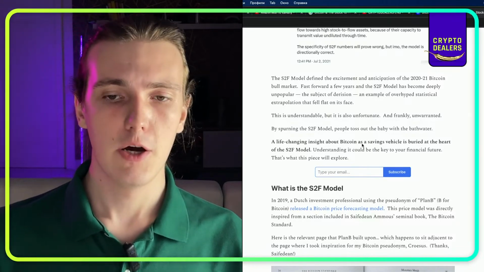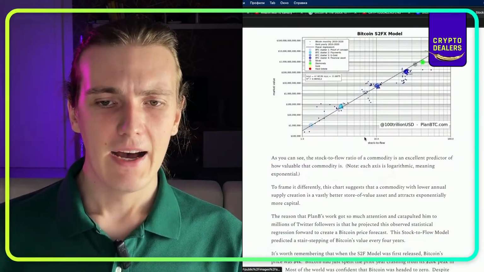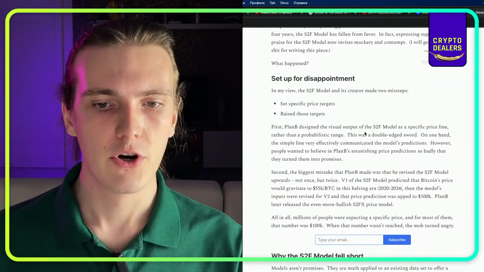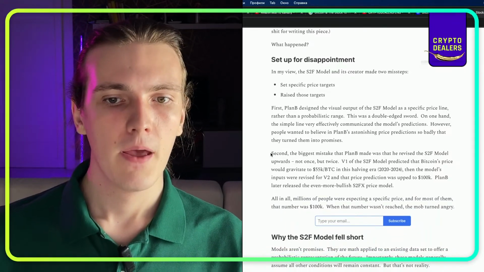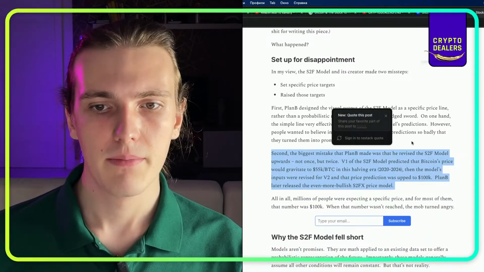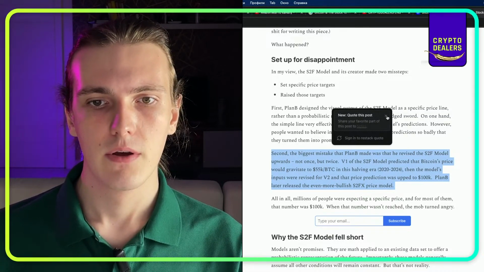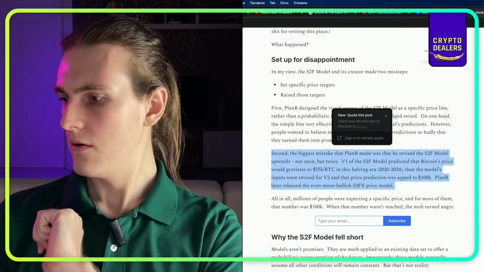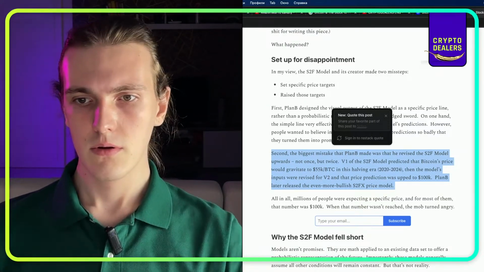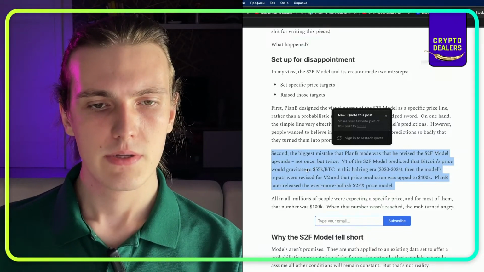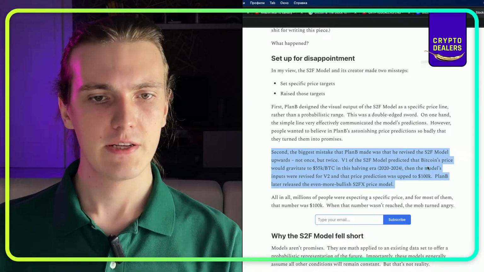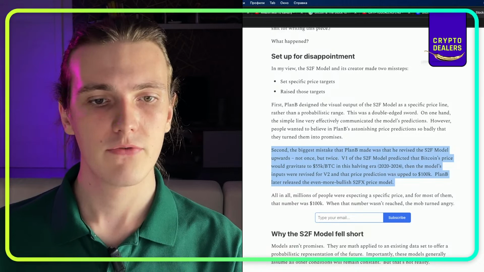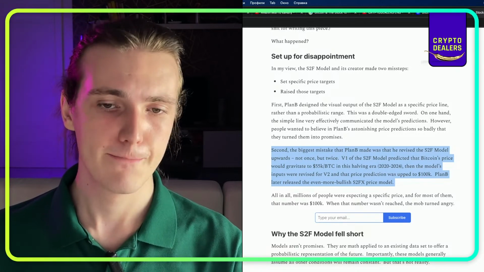He has his arguments down here where he talks about the different versions, right? So over here we can see that he says the biggest mistake that Plan B made was that he revised the S2F model upwards not once but twice.